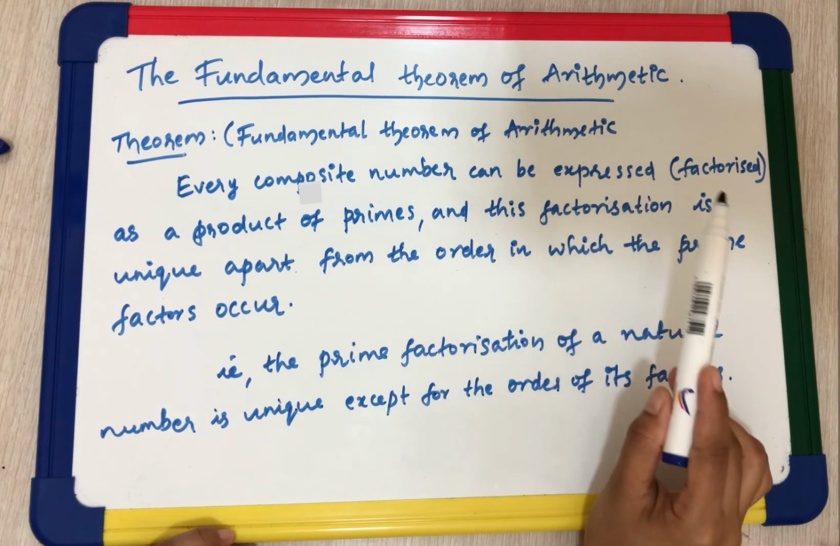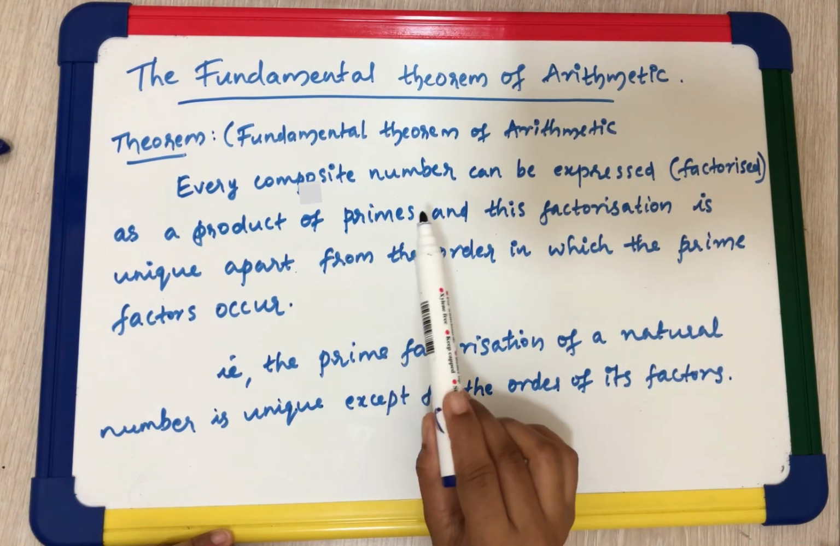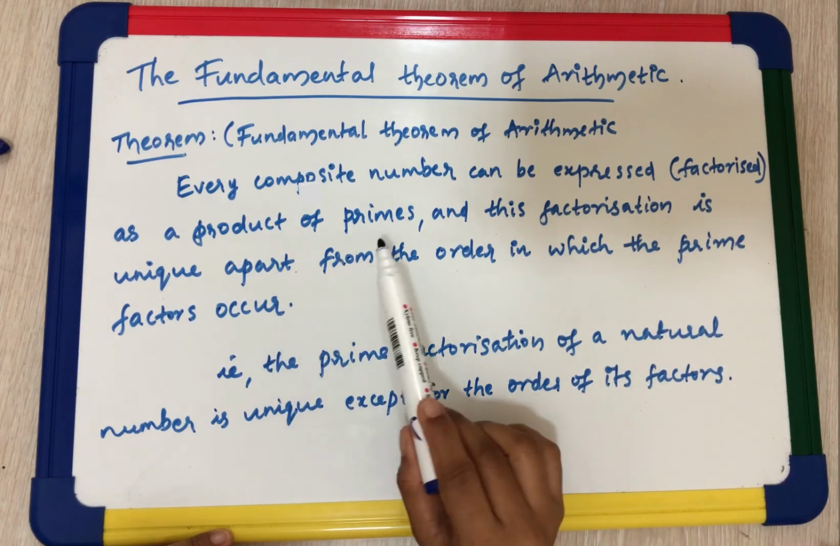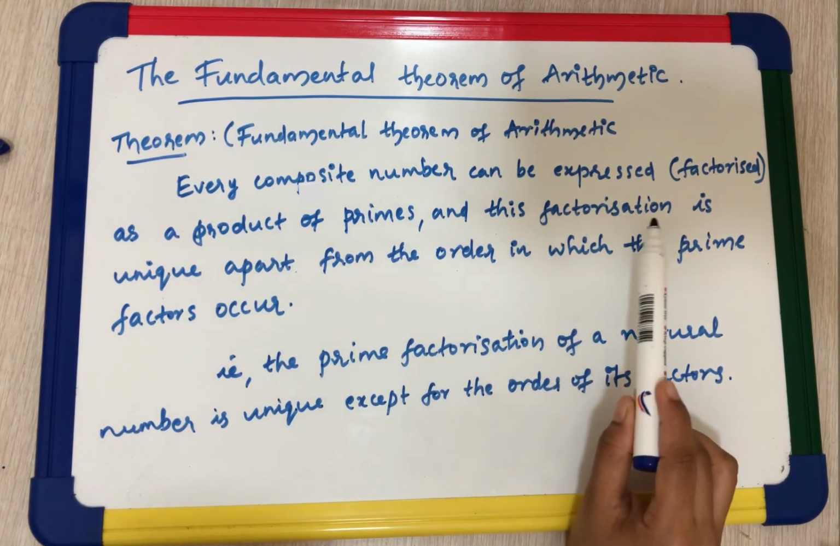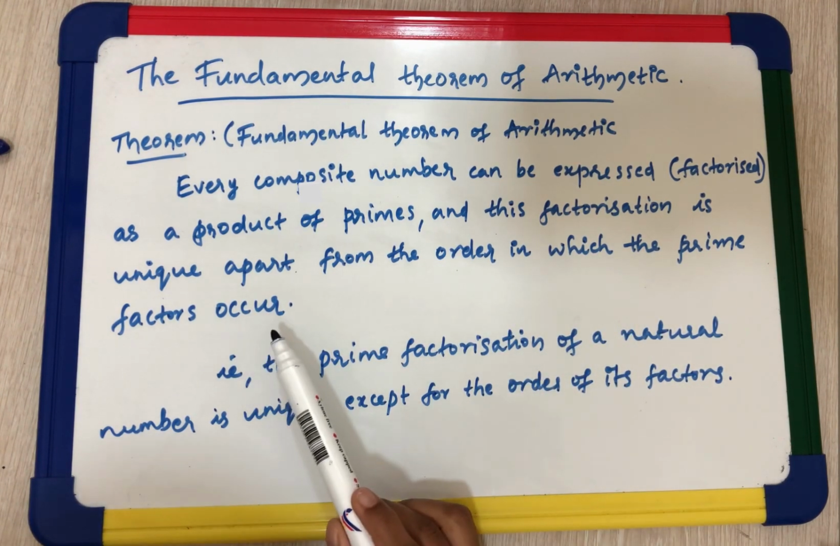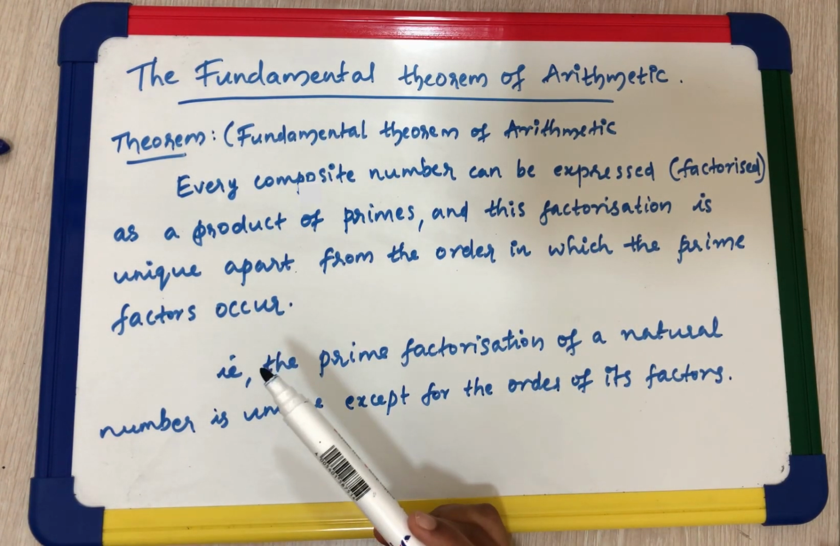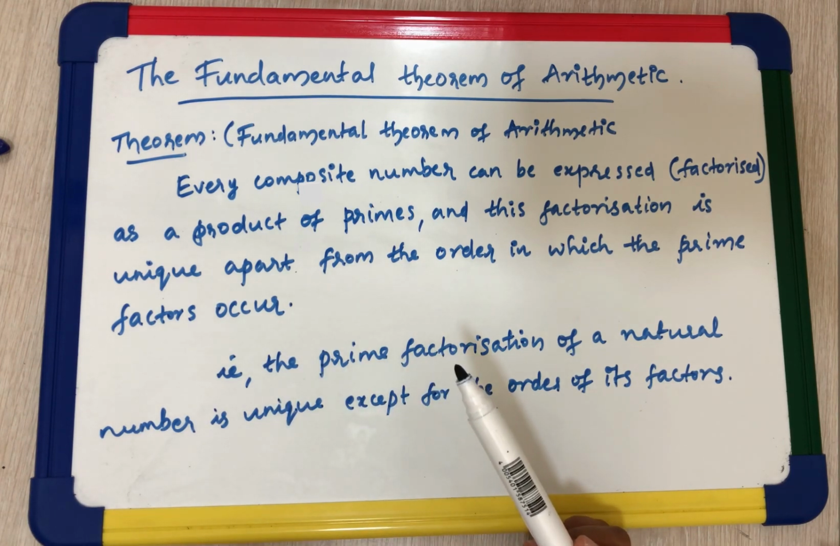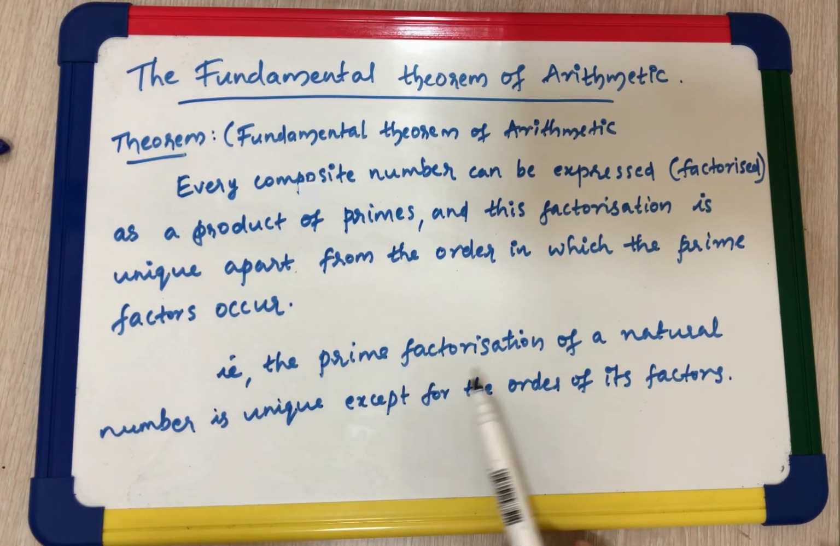Theorem, the fundamental theorem of arithmetic. Every composite number can be expressed or factorized as a product of primes, and this factorization is unique apart from the order in which the prime factors occur. I have already said that a non-prime factorization need not be unique. That is, the prime factorization of a natural number is unique except for the order of its factors. Hope you understand this concept.